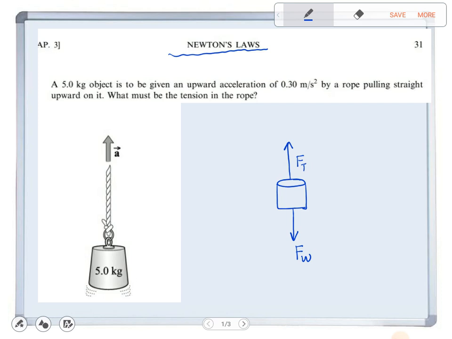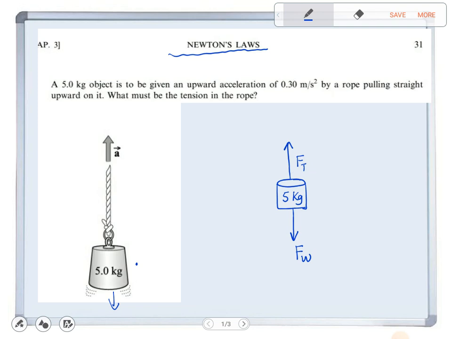Then here we have the mass, which is 5 kg. So these are the two forces that we have acting on this object here. We have the weight of the object acting downwards, and we also have the tension in the rope.